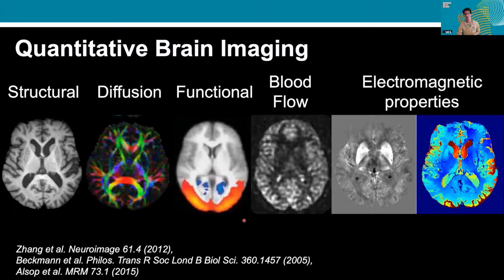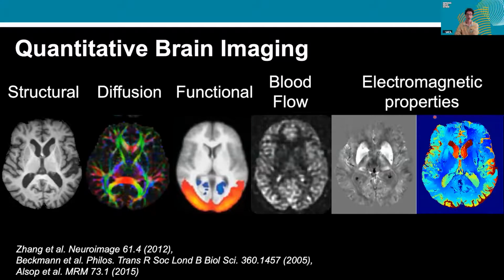Functional imaging can tell us something about which areas of the brain are using a larger amount of oxygen than other areas, or than that area would be when there is no function. So that's a way to measure activity in the brain. Then there's blood flow imaging, which gives a measure of, as you'd imagine, the flow of blood in the brain, and the electromagnetic properties, which is the primary interest of my research in the brain. And the ones I show here are the susceptibility or permeability of tissue and the conductivity of tissue.